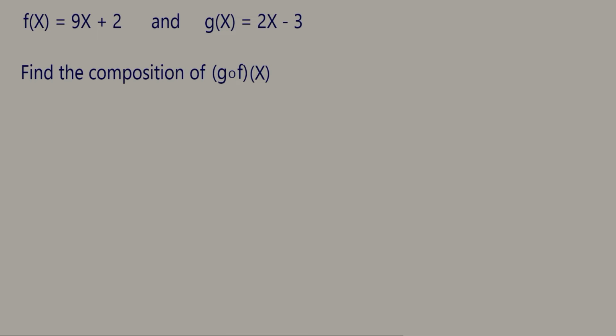f of x equals 9x plus 2. And g of x equals 2x minus 3. Find the composition of g of f of x. The function g comes first, so we have to use it as the input. Whatever f of x is equal to, we'll use it as the value for x in g of x.